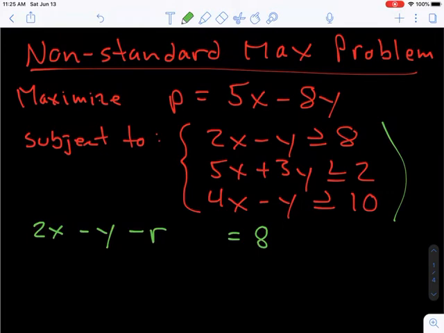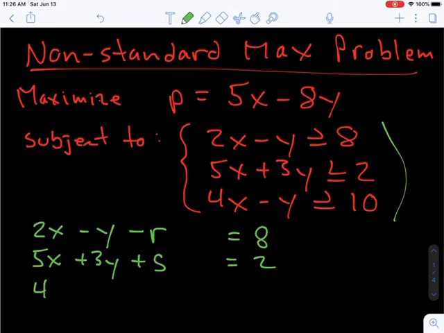In the second inequality, 5x plus 3y, equals 2, we're going from a less than or equal to an equal to, which means that 5x plus 3y could have been smaller than 2. And if it was smaller than 2, but now it has to be equal to 2, we would have to add some quantity to it. So that would be our slack variable.